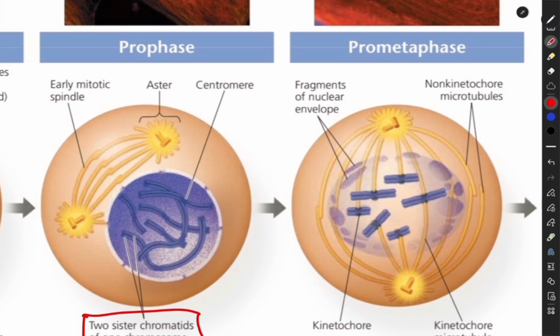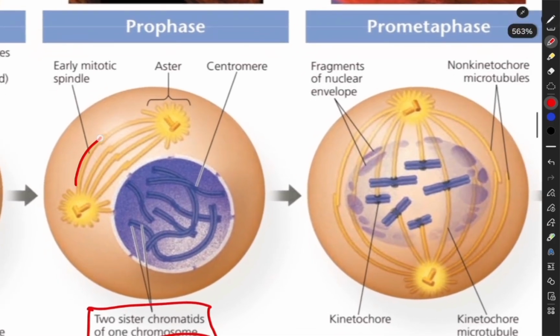And the mitotic spindle begins to form. This is the mitotic spindle. It is composed of the centrosomes and the microtubules that extend from them. And this is called aster because it looks like a star, and aster means star.